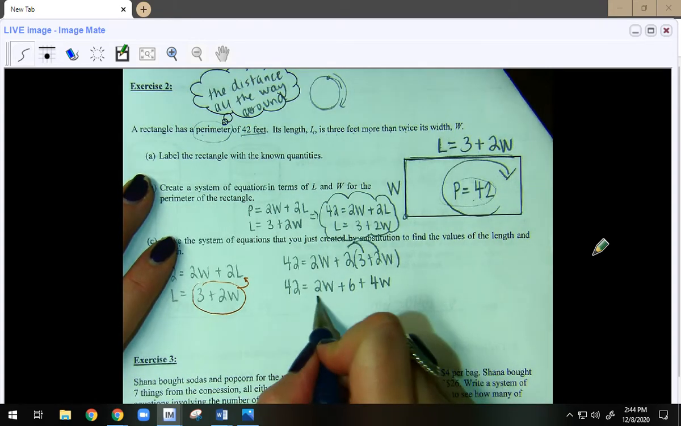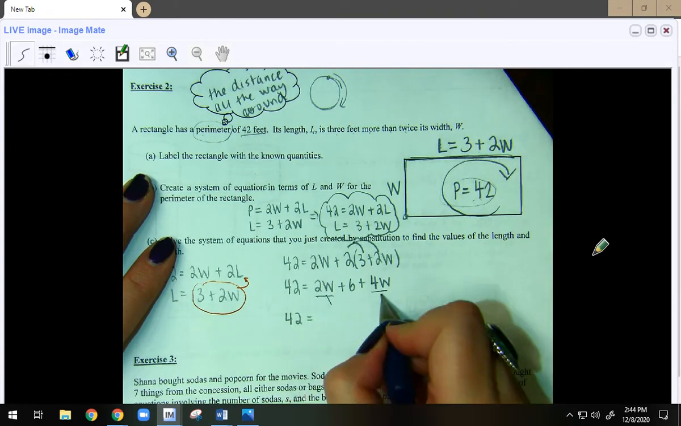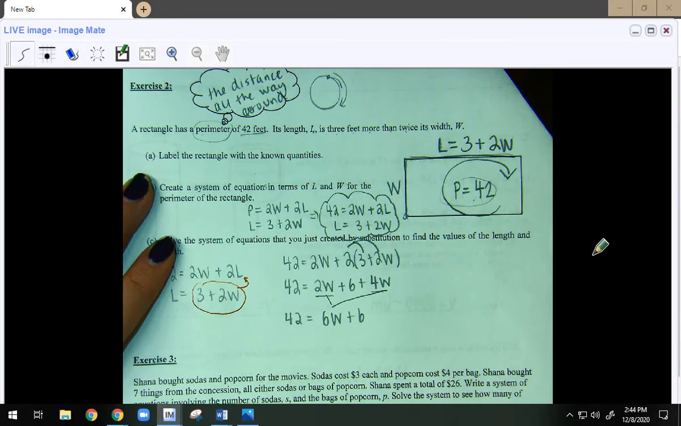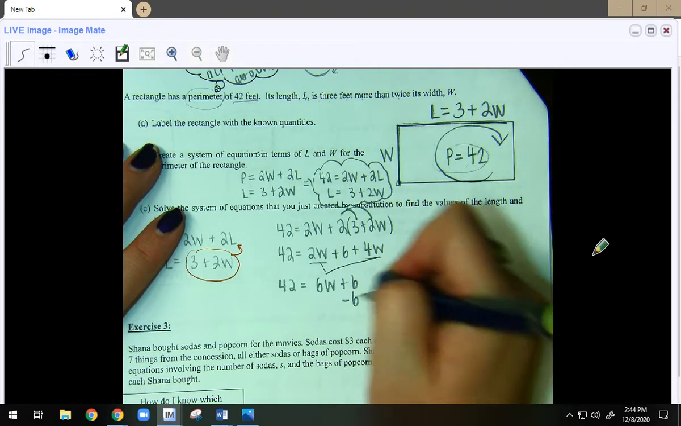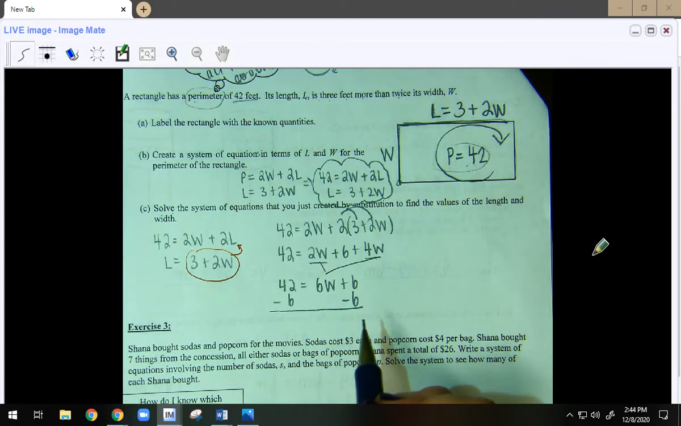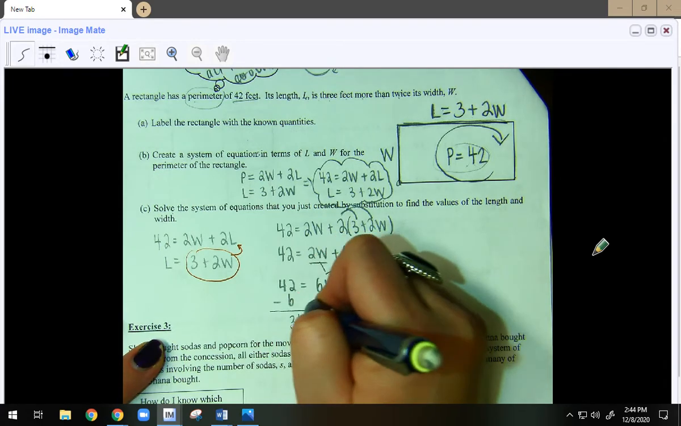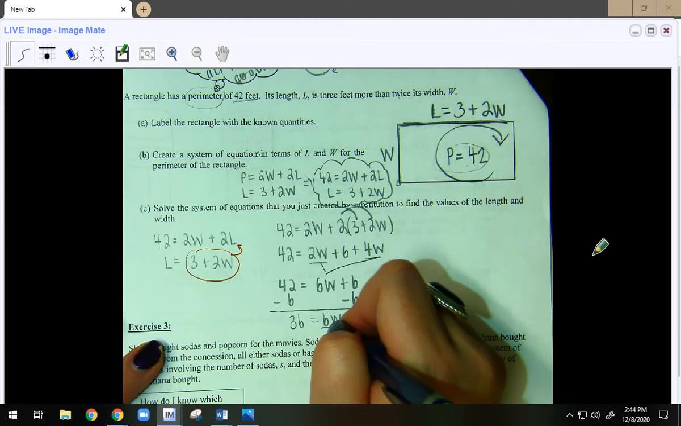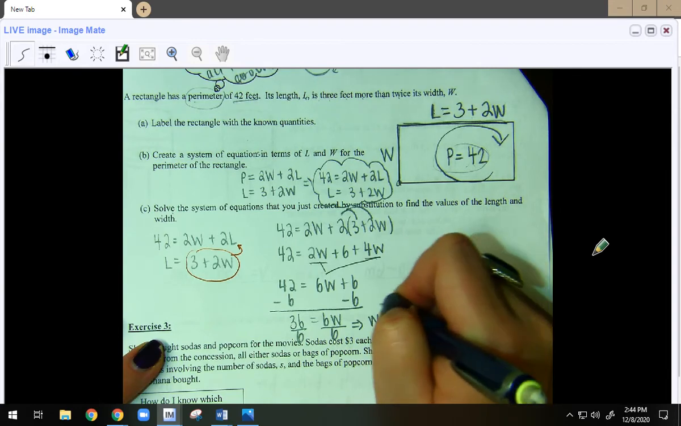All right, let's combine like terms. So I get 42 equals 2w plus 4w is 6w, plus 6. Okay, I'm going to solve for w here. So minus 6, minus 6. 42 minus 6 is 36. Okay, and then I'm going to divide by 6. And I'm going to get that my width is 6.